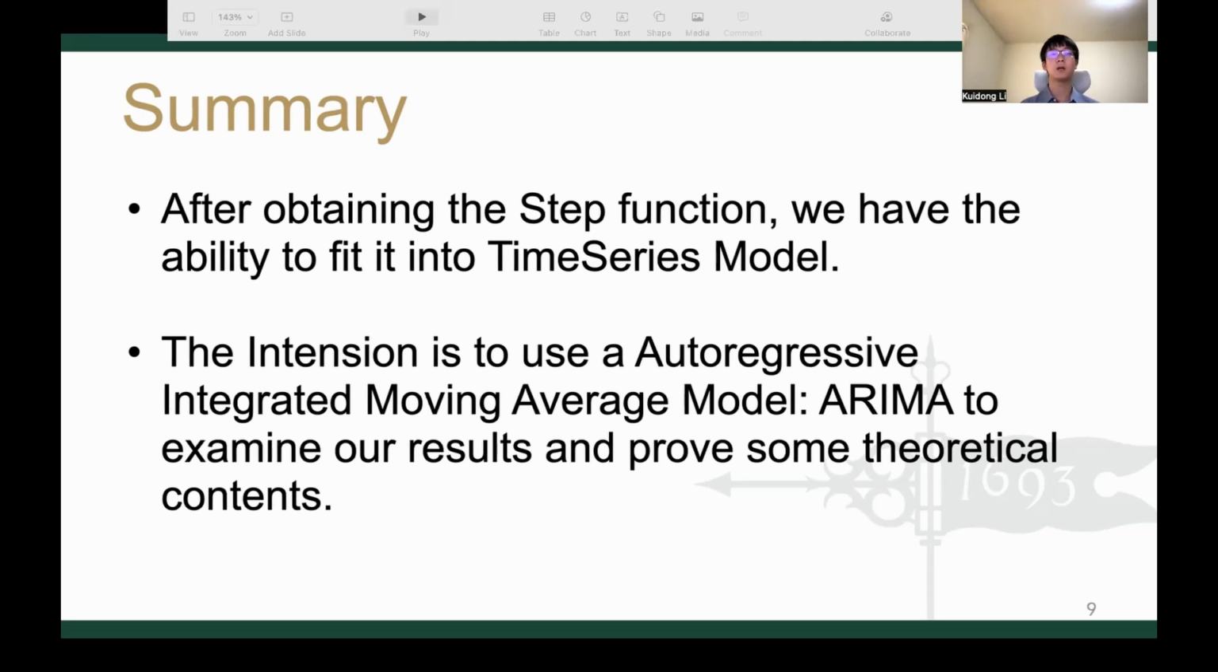After obtaining the step functions, we have the ability to fit them into time series models. The intention is to try and use a Riemann model to fit our data sets here. This will give us a chance to do simulations and to prove some theoretical contents. My major job during the summer is to process the data and to prepare it for the time series analysis.